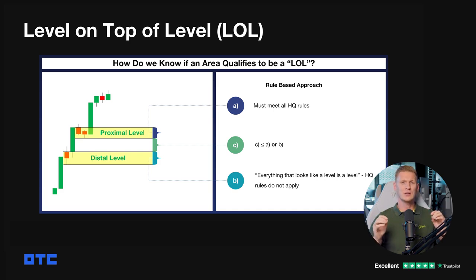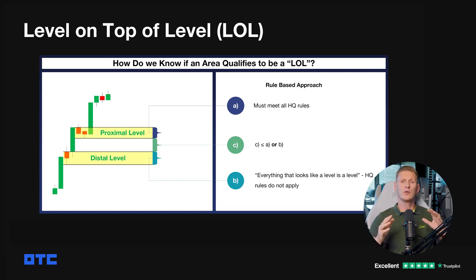The level closest to the current price is referred to as the proximal level, or in this case, level A. The key rule here is that level A must meet all the high quality zone qualifiers we have discussed in the lesson. This includes freshness, a strong leg out, a compact base, and proper context in terms of location. The lower level is called the distal level, or level B.